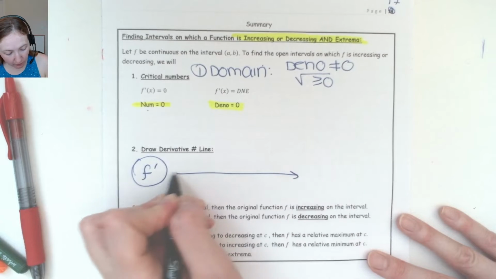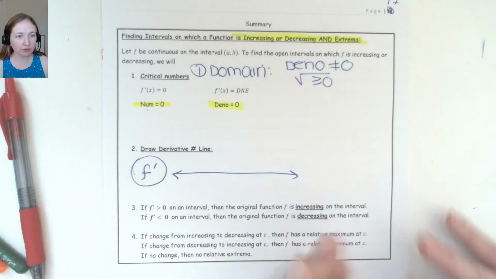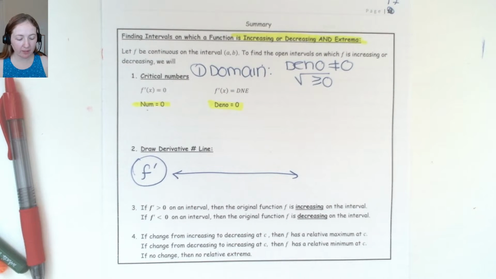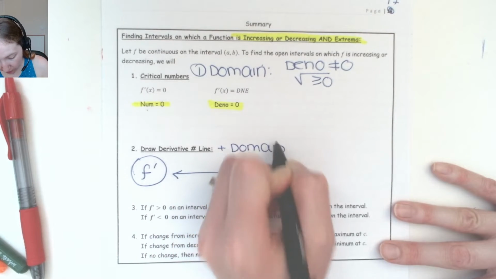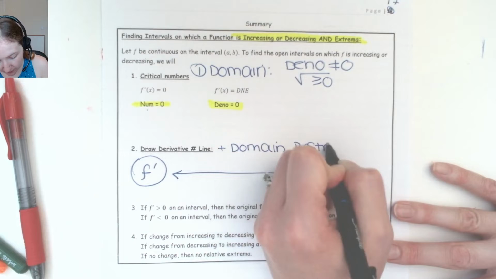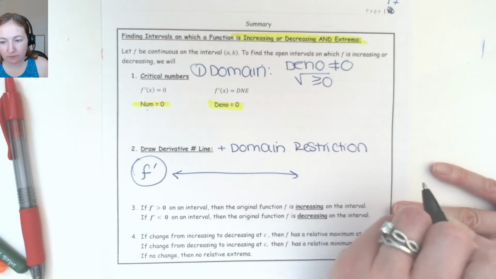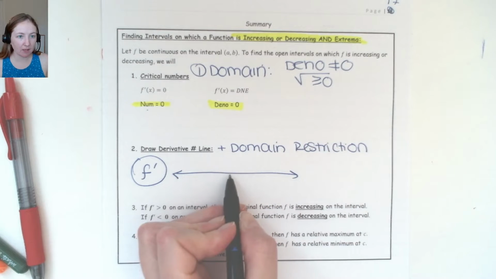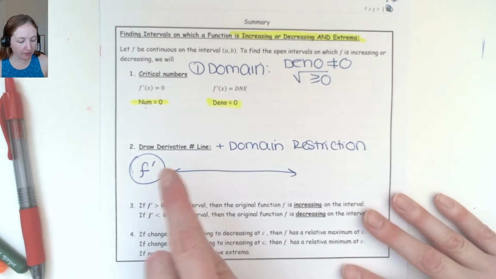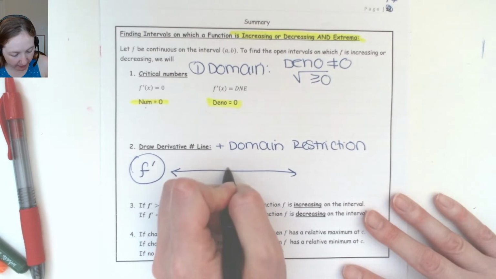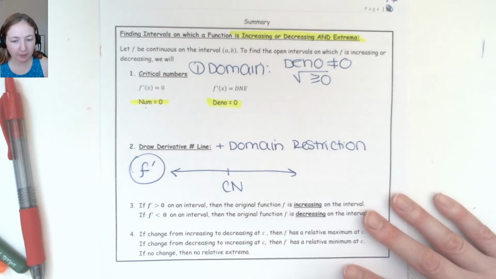For many of these questions, the domain is all real numbers, so you'll just draw negative to positive infinity. If there is any domain restriction though, you do need to take that into account on your number line. So if we had, for example, x cannot be 5, we would put that in on this number line. And then we test a number to the left and to the right of the critical number.